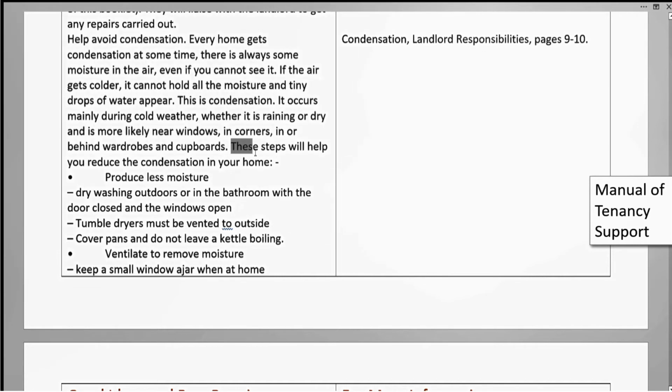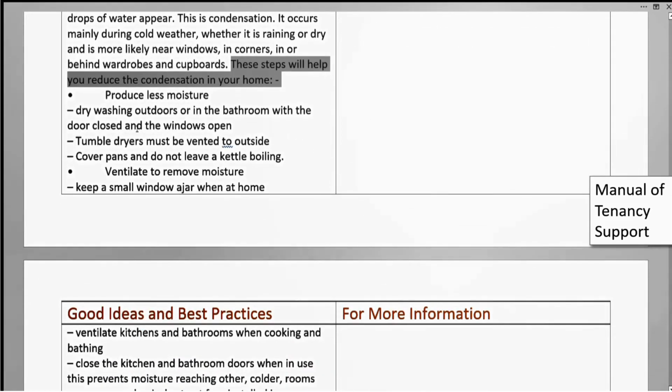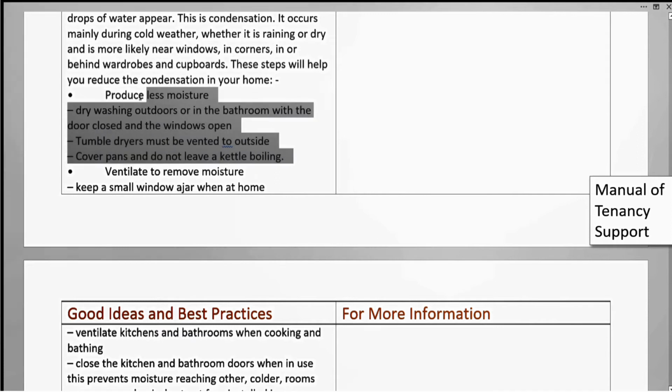These steps will help you reduce the condensation in your home. Produce less moisture. Dry washing outdoors or in the bathroom with the door closed and the windows open. Tumble dryers must be vented to outside. Cover pans and do not leave a kettle boiling.